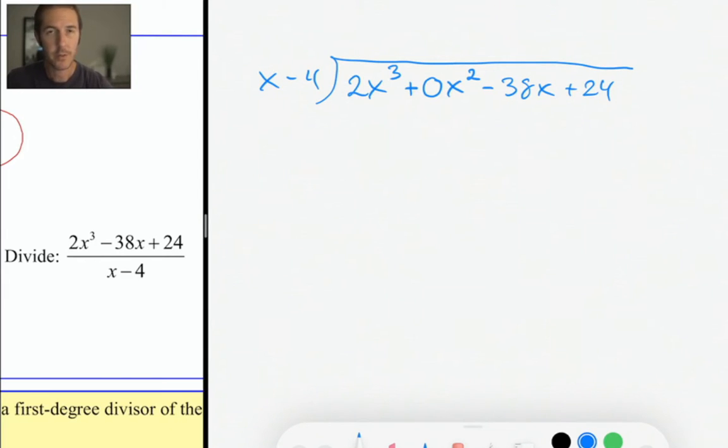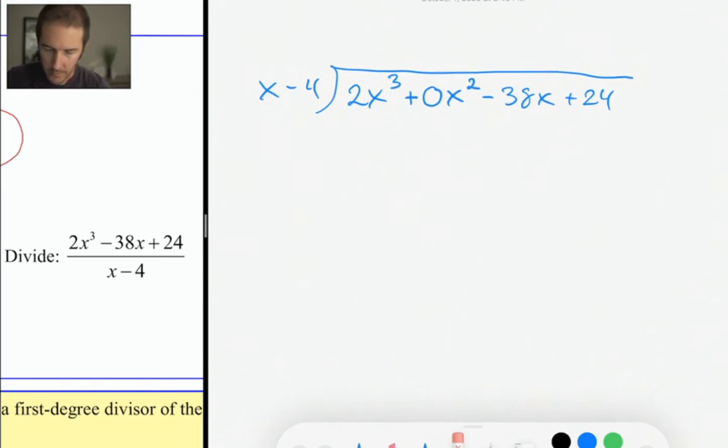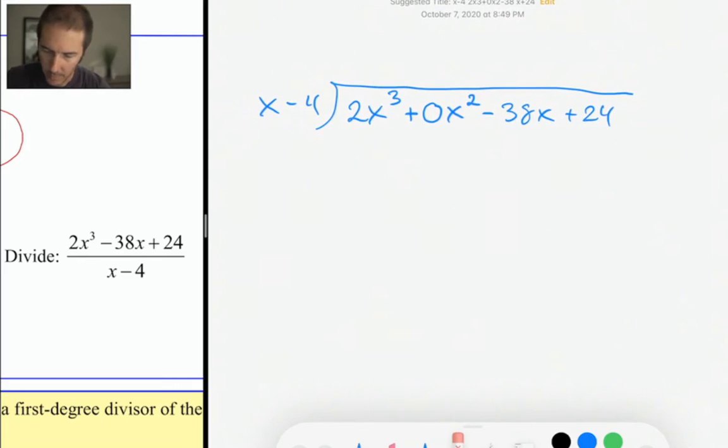It's very similar to what you used to do when you first learned how to do long division just with numbers. And what we used to ask ourselves was, let me put a little supplemental problem up here. What if I was dividing 3 into 127? Well, 3 goes into 1 0 times, and then 3 goes into 12 4 times.